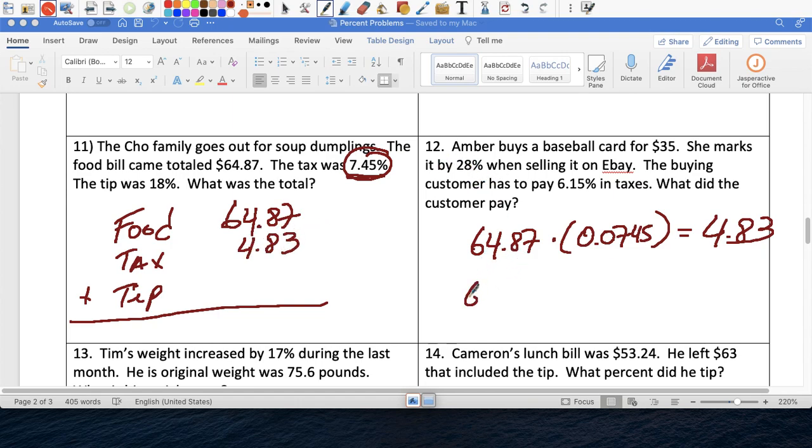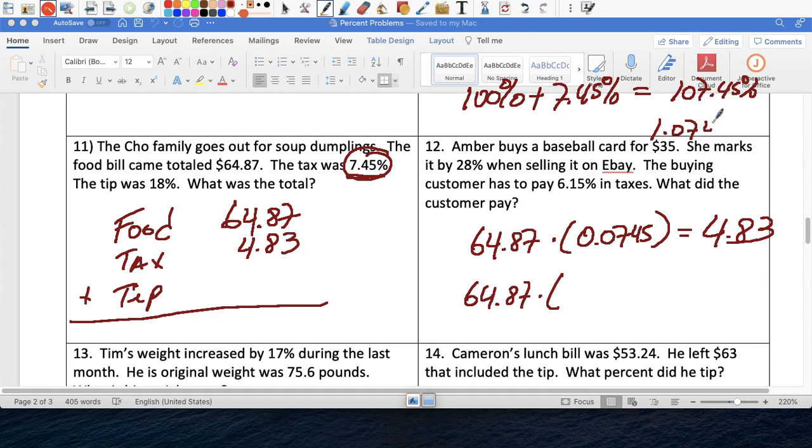Now, if the question was just food and tax, with no tip, and you just wanted to know the total, you would have added 100% plus 7.45%. That would have given you 107.45%. Move the decimal 2 over and you would have gotten 1.0745. So you would have multiplied 64.87 times 1.0745, and you would have gotten 69.7.